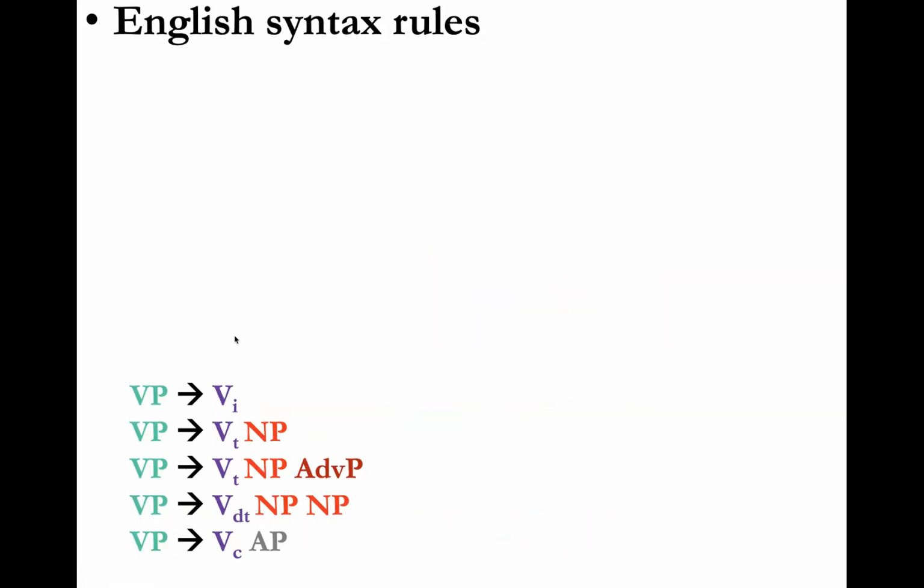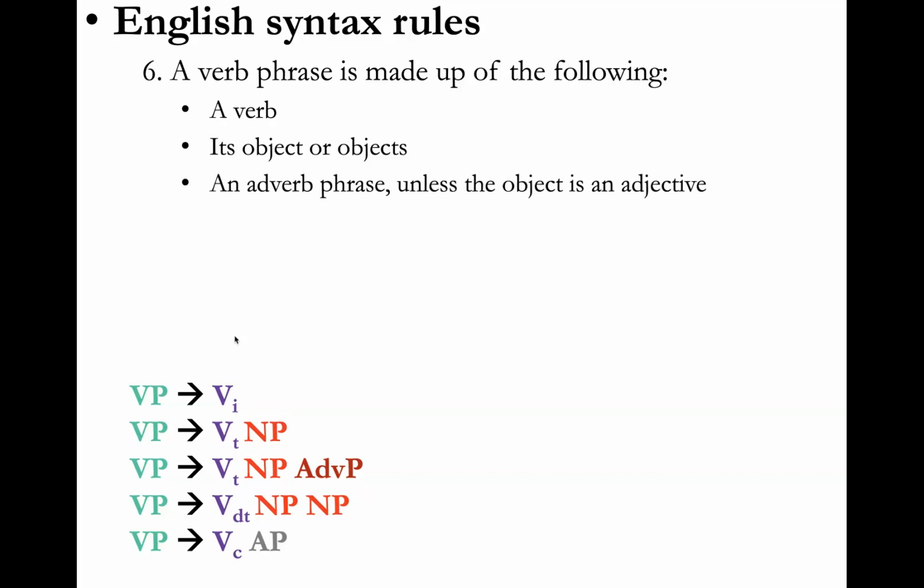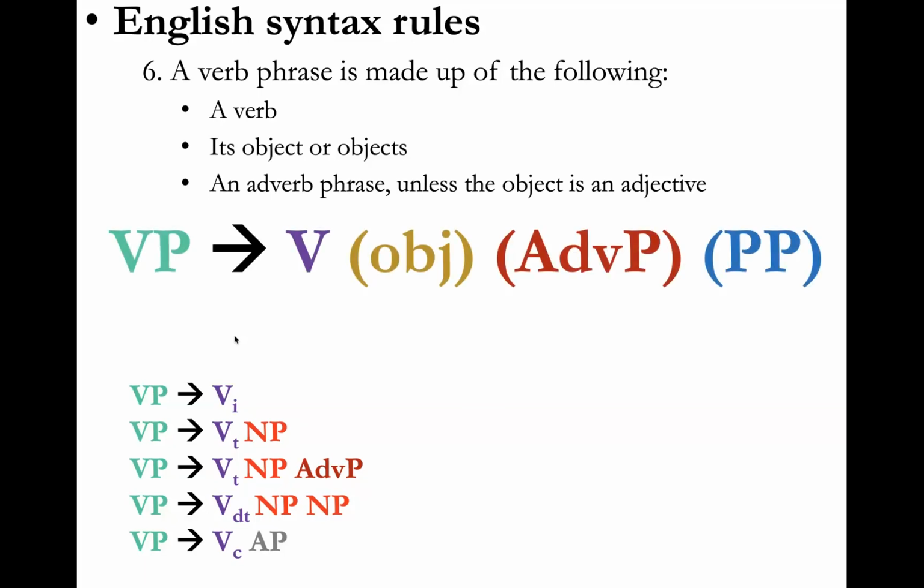All right. Ooh, those weren't supposed to come up. Oh well, we'll go through it. So a verb phrase is made up of the following pieces. So you have a verb, you have its object or objects, and then you have an adverb phrase, unless the object is an adjective, and then you can have a prepositional phrase at the end as well. I didn't write that here, but you can have one there at the end as well. That's part of the syntax rules in English.